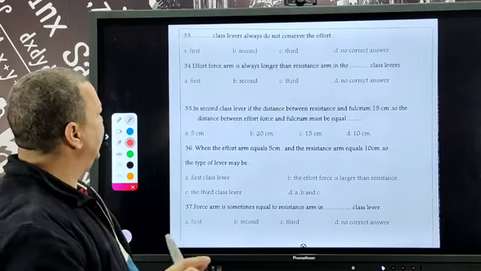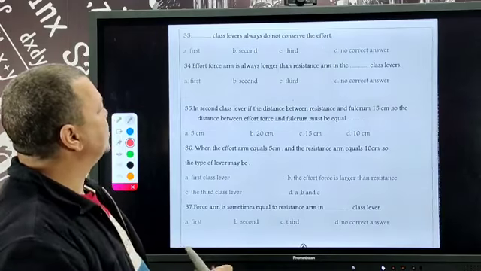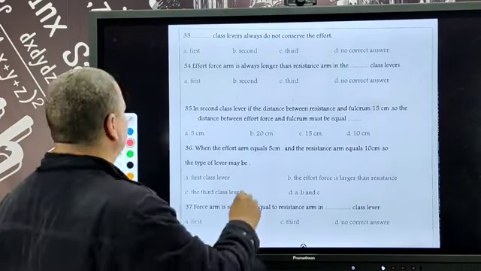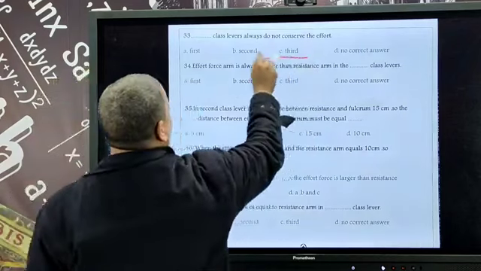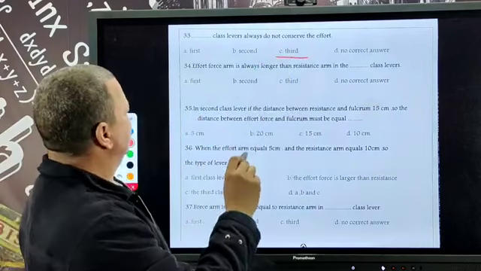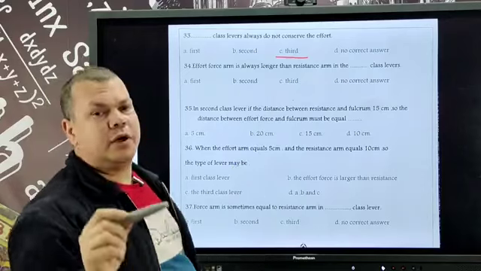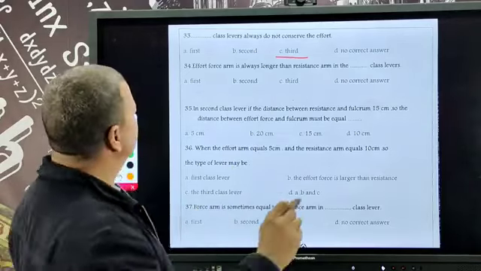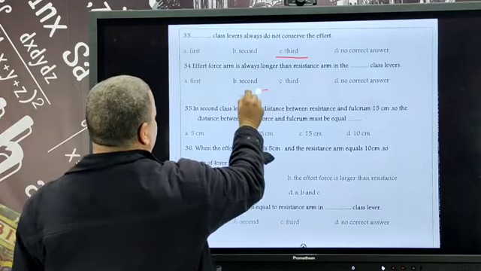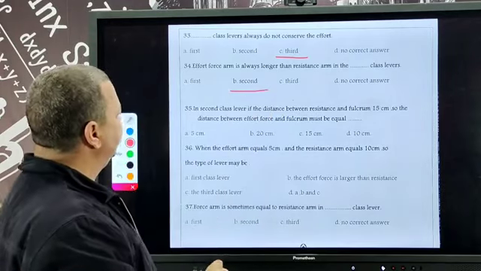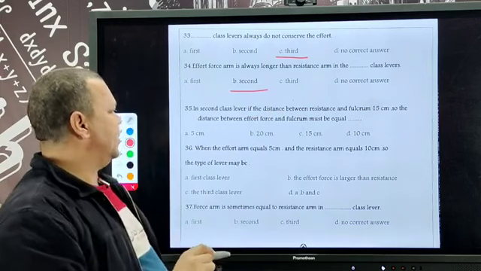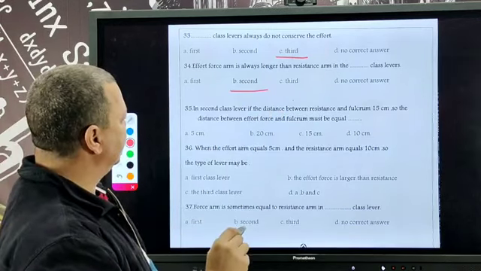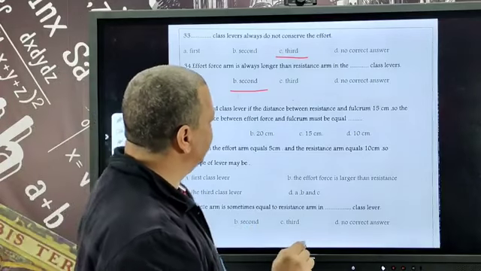هنا آخر ورقة في المراجعة: space class lever always don't conserve effort. ودي طبعا الثيرد كلاس ليفر. effort force arm is always longer than resistance arm. دي بتبقى دائما طالما قال لي always يبقى في النوع الثاني second class lever. 35: in the second class lever في النوع الثاني if the distance between resistance and fulcrum 15.